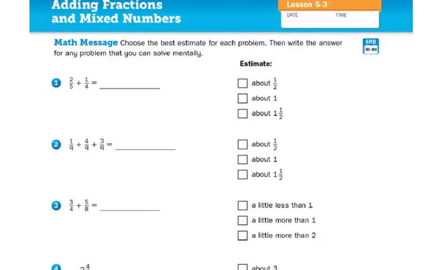All right, let's move into our math journal. Let's move to page 160. And at the top, it says adding fractions and mixed numbers. Choose the best estimate for each problem, then write the answer for any problem that you can solve mentally. So, first one says 2/5 plus 1/4.